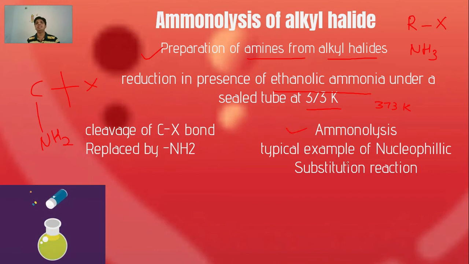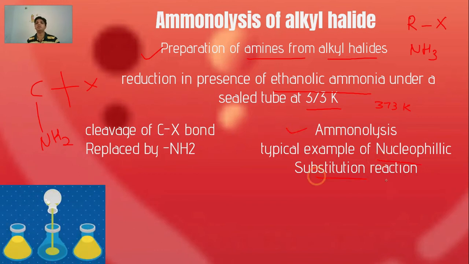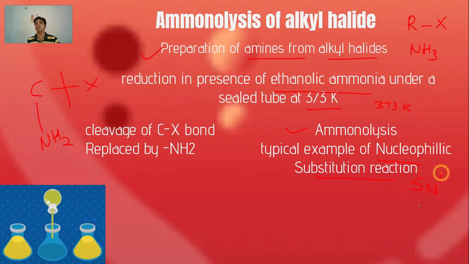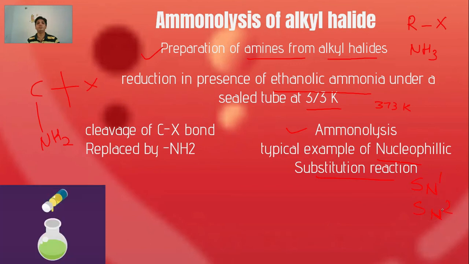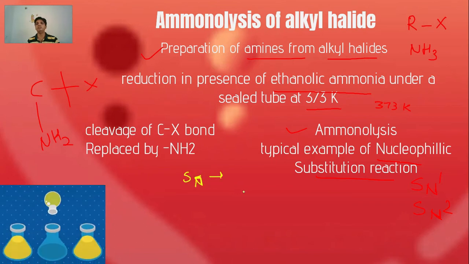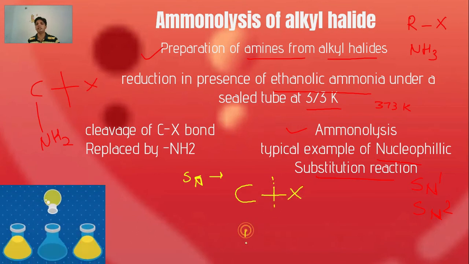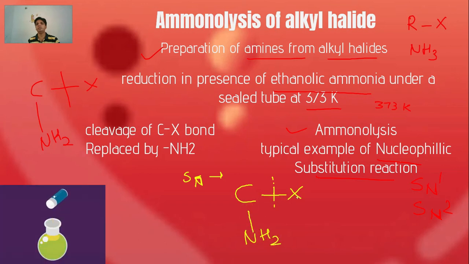Ammonolysis is a typical example of a nucleophilic substitution reaction. We all know nucleophilic substitution reactions, commonly known as SN reactions. SN1, SN2, all these reactions are well known. So a nucleophilic substitution reaction is a reaction in which substitution takes place. Here the carbon and X bond is breaking and NH2 is taking the place of X.